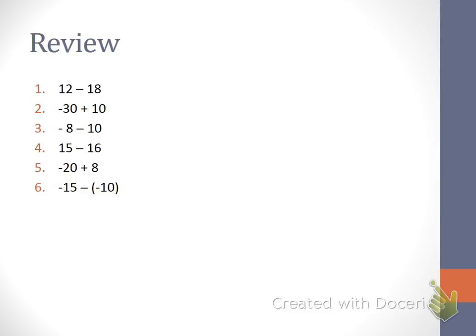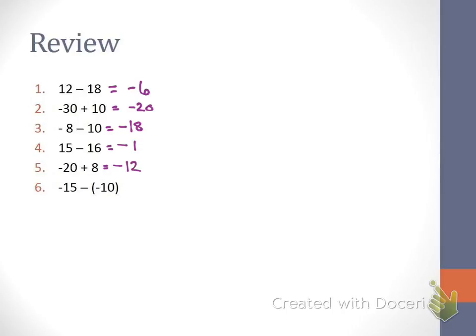Number 1, what is 12 minus 18? Negative 6. Different signs, subtract and take. What about negative 30 plus 10? Good. What about negative 8 minus 10? Negative 18, same sign, add and keep. What about 15 minus 16? Negative 1. What about negative 20 plus 8?